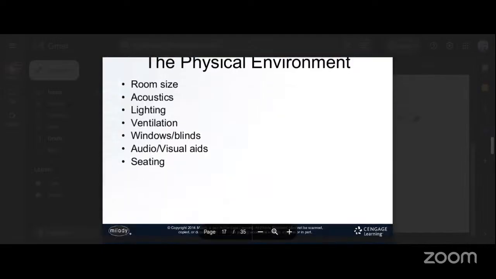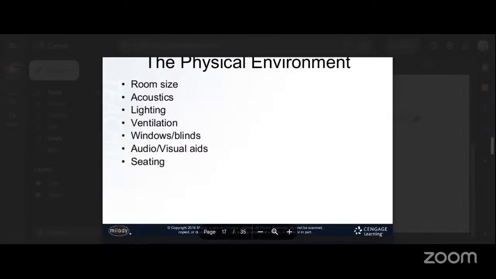Looking at the physical environment, we're looking at the room that you'll be teaching in, the room size. Definitely a small room can't take a whole lot of people. Acoustics, the sound, and also location. Am I in the back? Are we way in the basement? Are we way in the front? The acoustics and location. The lighting. Remember, we need some lighting. The ventilation. We need some air. We need the air circulating. Windows and blinds. I want to see the sunshine. Sunshine. I want to close it.